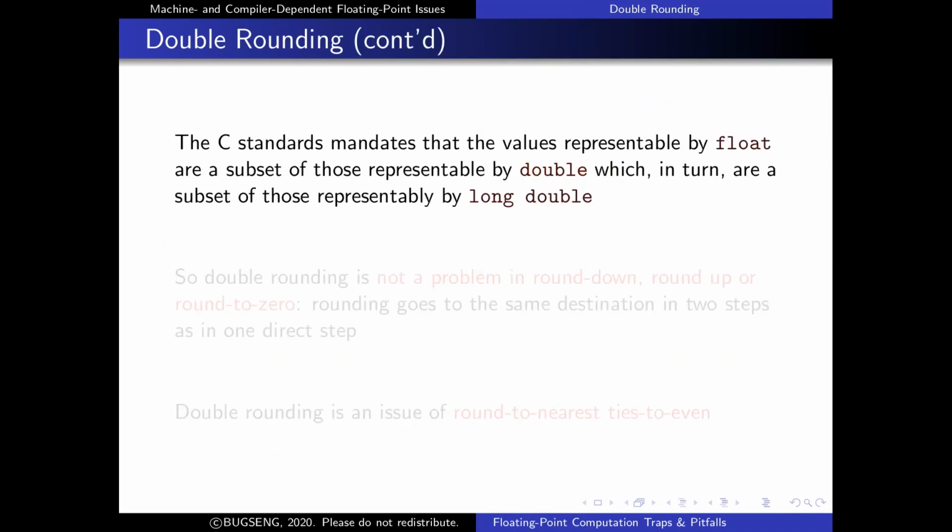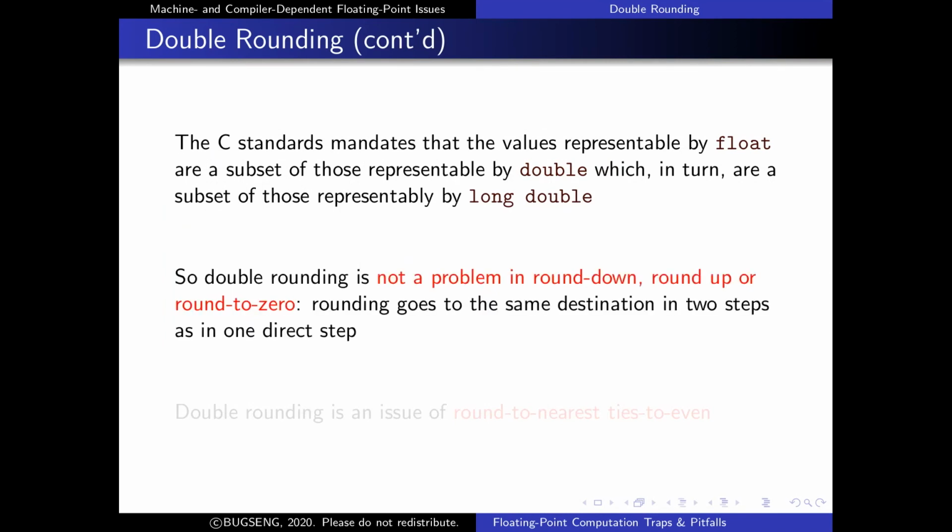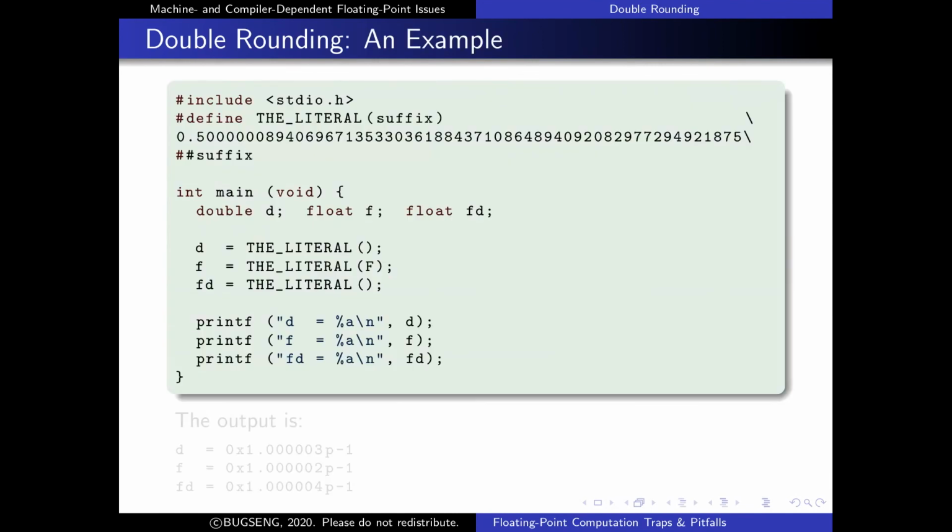Let me stress this. The C standard mandates that the values representable by float are a subset of those represented by double, which in turn are a subset of those representable by long double. This ensures that double rounding is not a problem in round down, round up, or round to zero, because rounding will get you to the same destination whether you do it in one step or in two steps. So double rounding is an issue of round to nearest ties to even. Let's see an example of this problem.